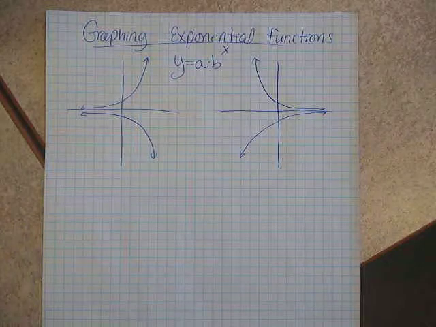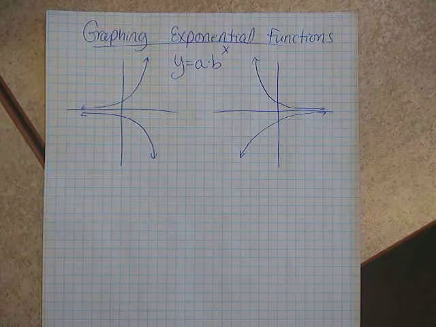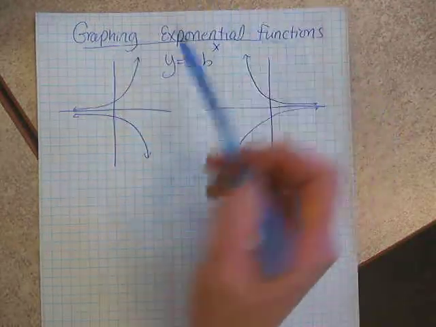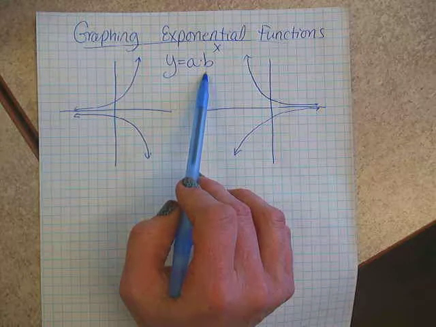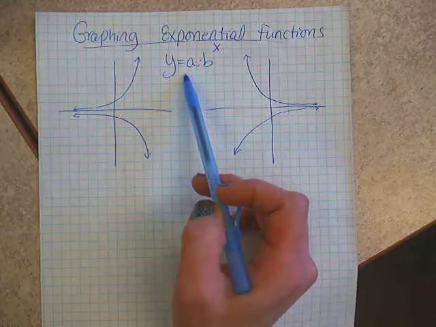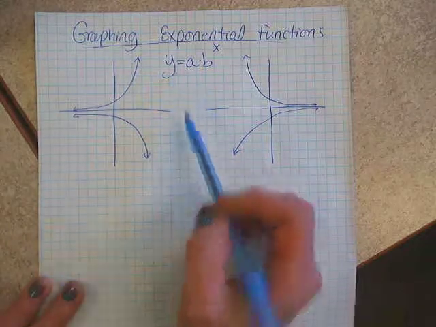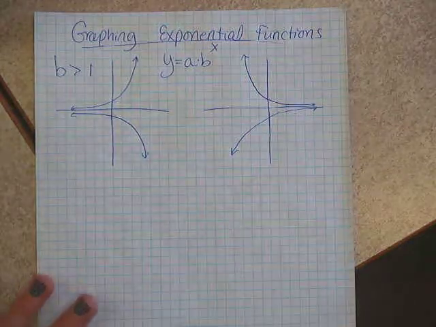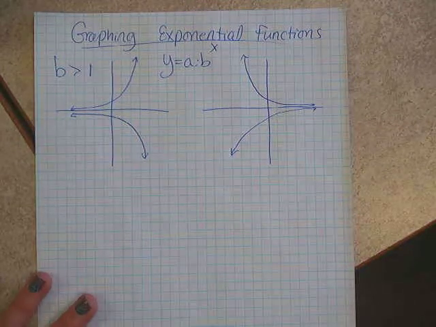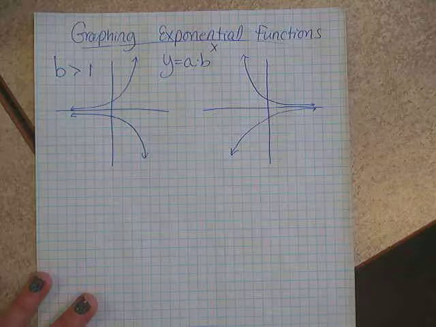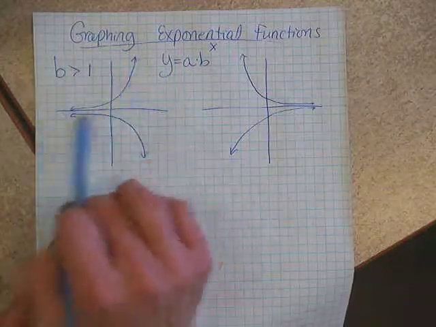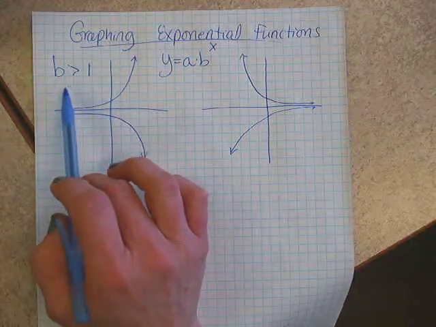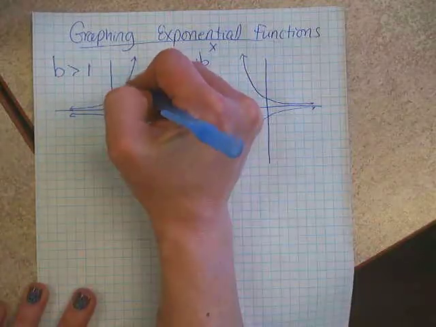Now, as b or as x increases, the only way our number can get bigger is if b is greater than 1, because you're multiplying by b repeatedly, right? So if I'm multiplying by half repeatedly, things are going to get smaller. So these graphs indicate that b is greater than 1. Okay, and the only way that this can be positive, like this, on the top side of your x-axis.